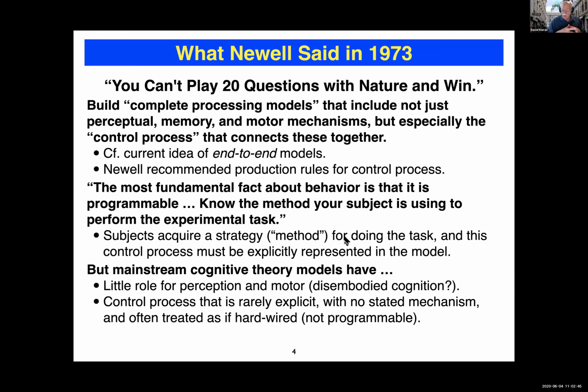That means subjects are acquiring a strategy, what Newell called a method, for doing the task, and you have to have that explicitly represented in the model. But interesting fact, this is still true at Newell's time. This is what he is addressing in large part. It's still true that mainstream cognitive theory models have little role for perception and motor. The control process is rarely explicit.